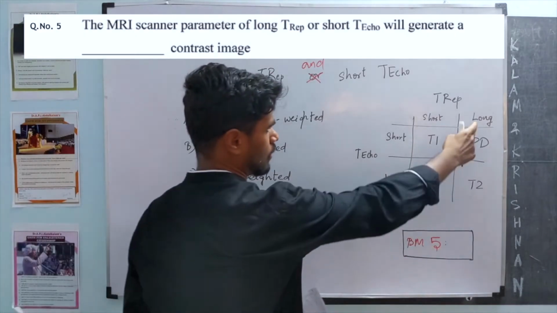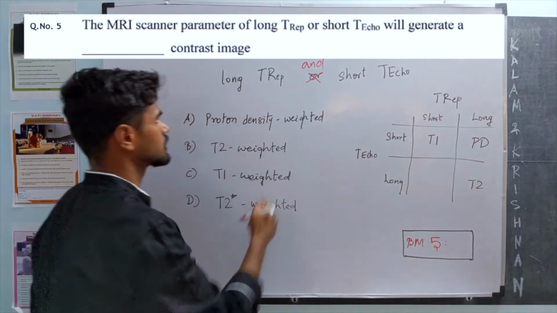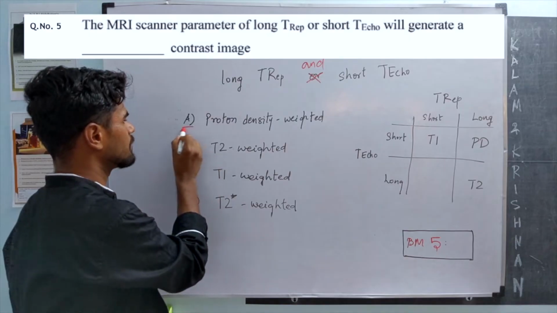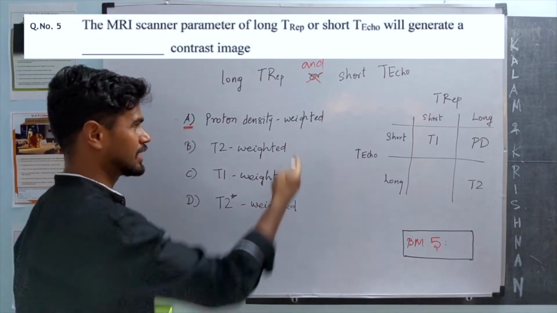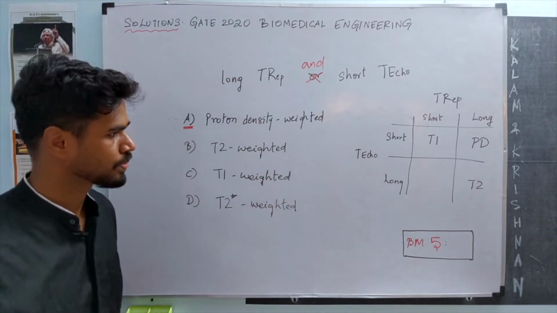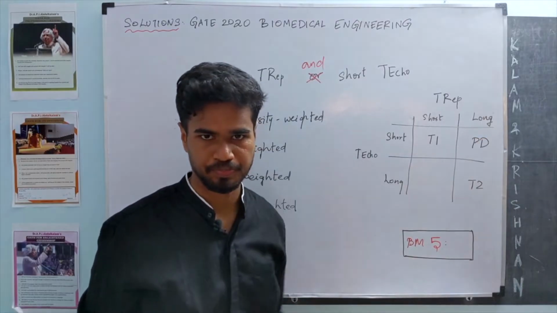Okay. Long T-rep and short T-echo will give a proton density weighted image. Had there been no typos, the answer would have been A, but I think there was a typo and marks are awarded to all choices. Similarly, T2 will be based on long T-echo and long T-rep.